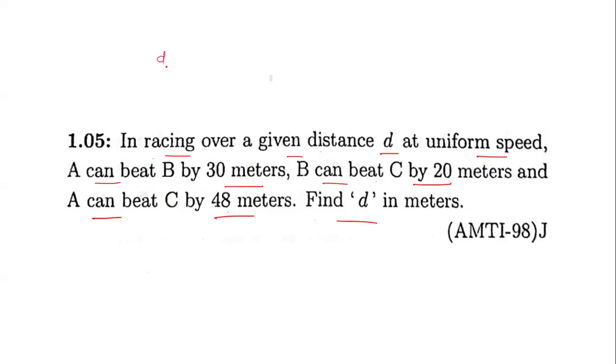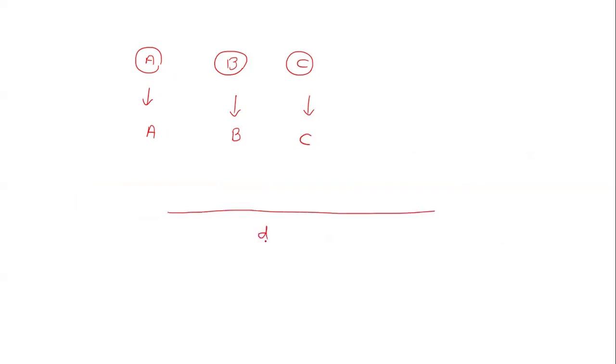Let's say d is the distance that they are covering. And we have three persons A, B and C. Let's say A's speed I am denoting by A, B's speed I am denoting by B and C's speed I am denoting by C. And this is the distance D they are covering, this whole distance.